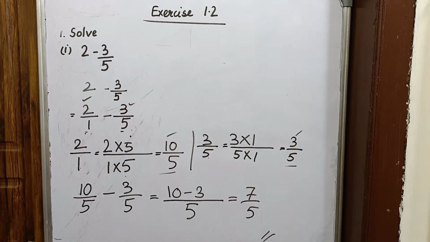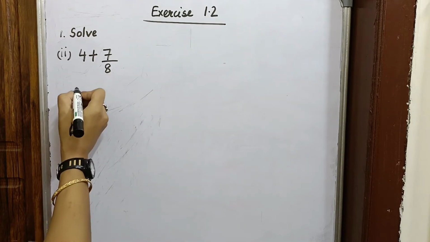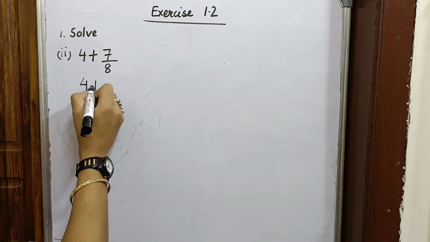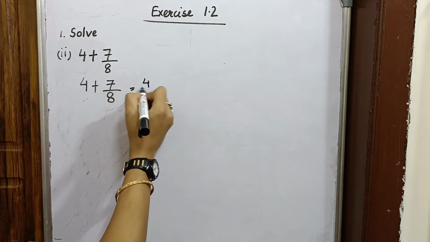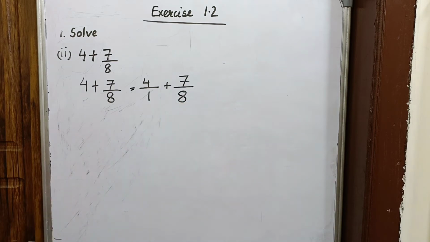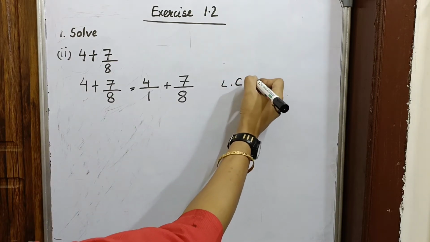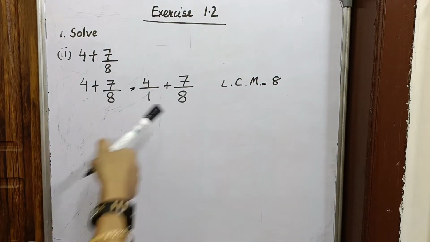Now we'll solve number 2. Number 2 is 4 plus 7 by 8. It is done in the same manner. We do not have anything in the denominator of 4, so we first write the question as it is: 4 plus 7 by 8 equals 4 by 1 plus 7 by 8. Now we have to make the denominator the same, and for that we take the LCM of 1 and 8. The LCM is very easy, 8 itself. With 1 and any other number, the LCM is the number itself.